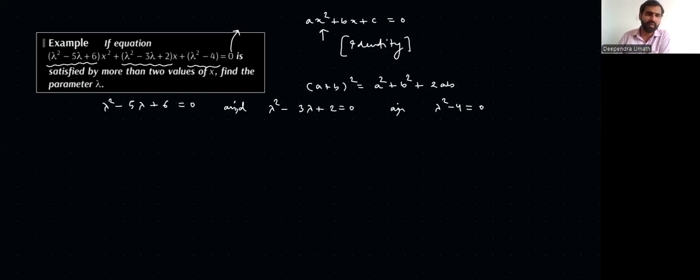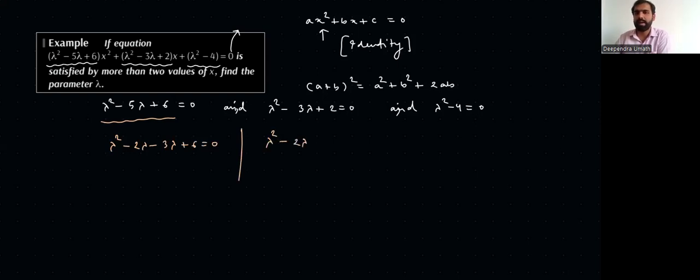Now, when you proceed further, what you clearly see is that these three equations should be there. Now, I hope you all know that when this quadratic is solved, splitting the middle term is what I'll be using. So I'll be writing it as lambda square minus 2 lambda minus 3 lambda plus 6 is equal to 0. Here, I can write it as lambda square minus 2 lambda minus lambda plus 2 is equal to 0. And here I can write it as lambda plus 2 times lambda minus 2, or I can directly write lambda square is equal to 4.